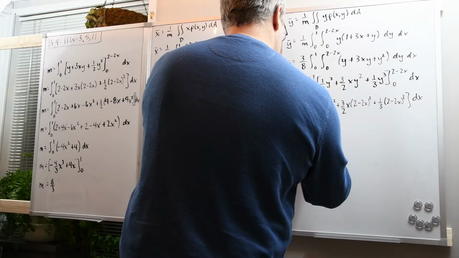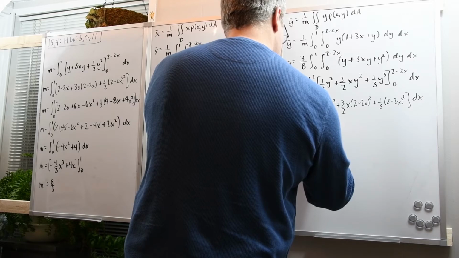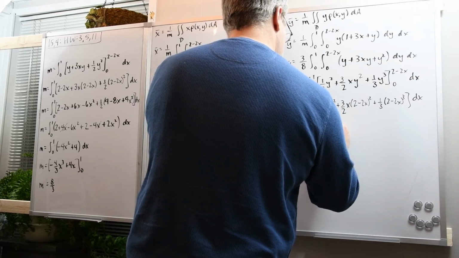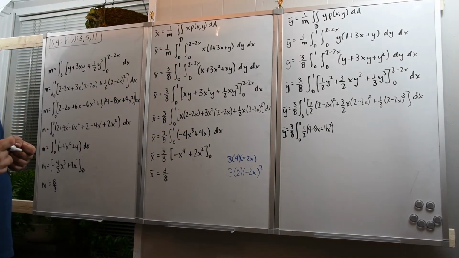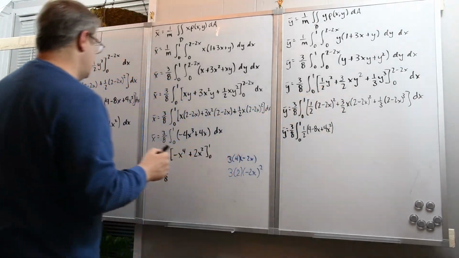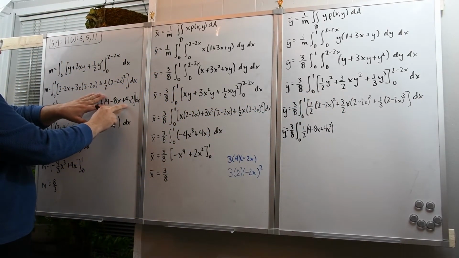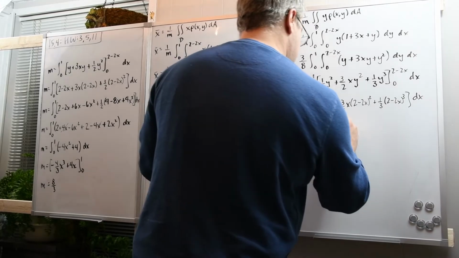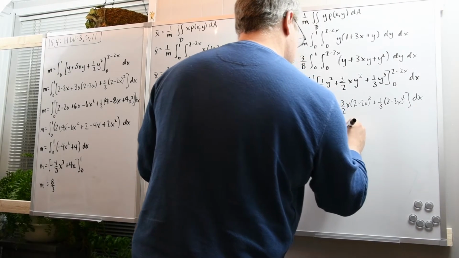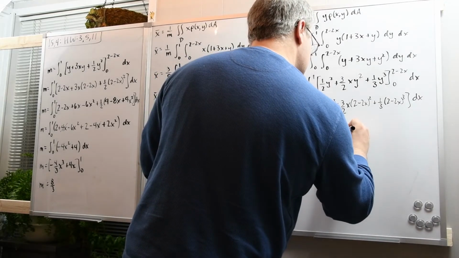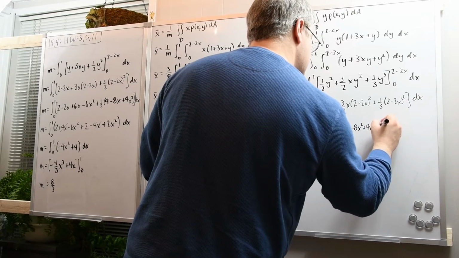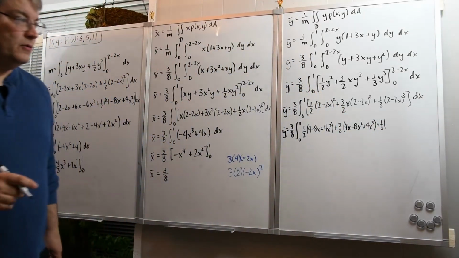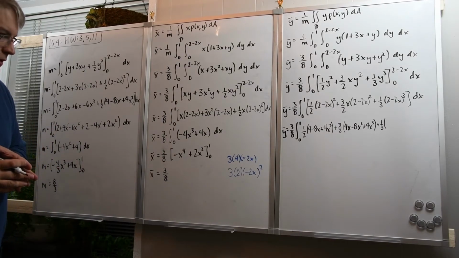All right, so we'll write that down. But then we have the 3 halves times x times 2 minus 2x squared. So the 2 minus 2x raised to the second power, we already know is equal to this thing here. So we can multiply by x, and we'll have a 3 halves times 4x minus 8x squared plus 4x cubed. And then we'll have the 1/3 times the cube of 2 minus 2x.